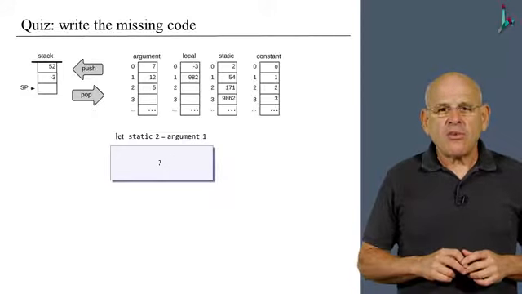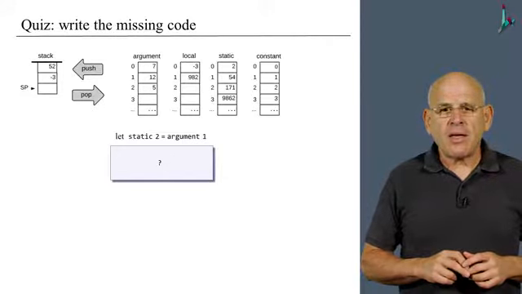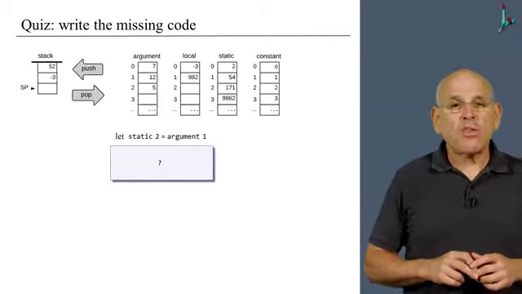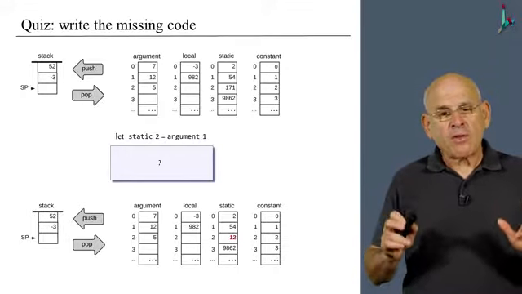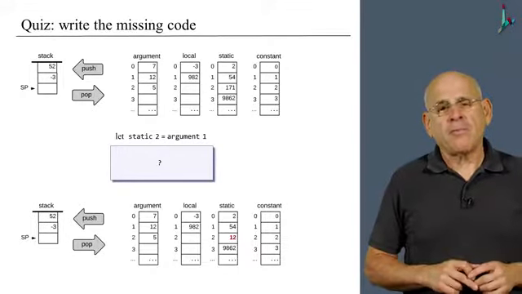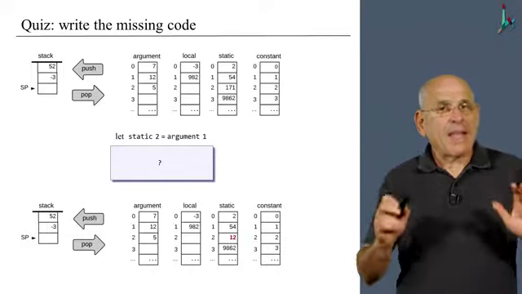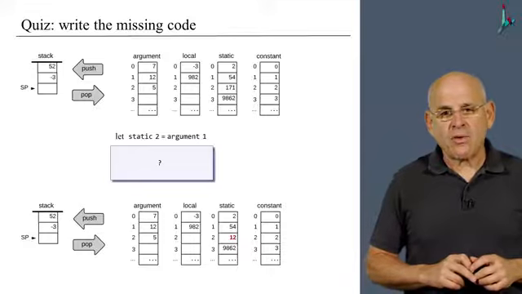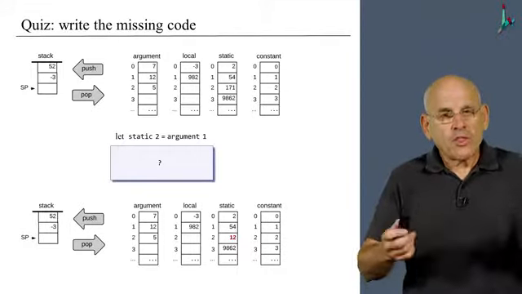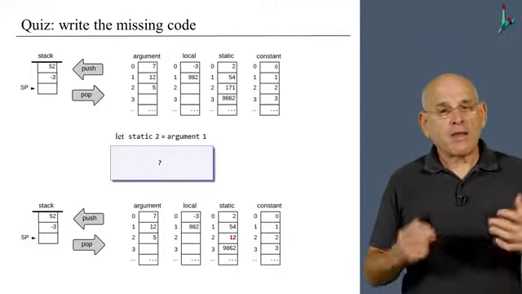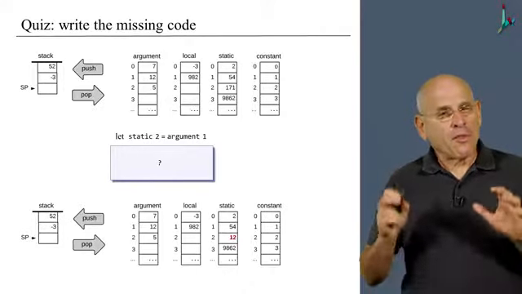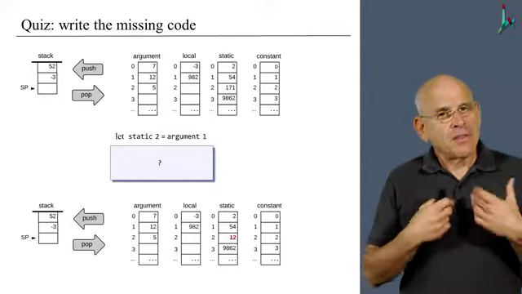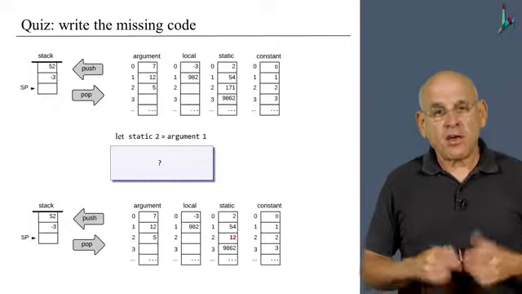Now, argument 1 happens to be 12. So at the end of the game, we want to see this particular machine state, which is identical to the previous one, except that static 2 now contains the value 12. So the question is, which VM commands will make this magic happen? So why don't you think about it for a minute or two, write down the commands, and then continue to run the video, and you will see the answer.